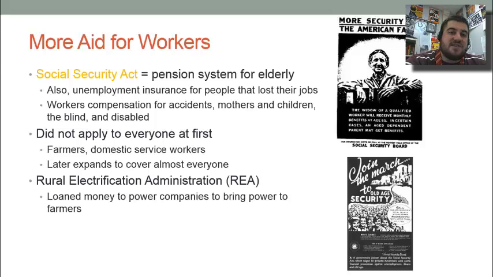Some people called it racist at first because it didn't apply to farmers, who were a lot of the times black, or domestic service workers, who were a lot of the times black. We also passed during the second New Deal the Rural Electrification Administration, which basically loans money to power companies to get to those very rural areas of the country that don't have power, and this helped modernize their farms with the advent of modern electricity.